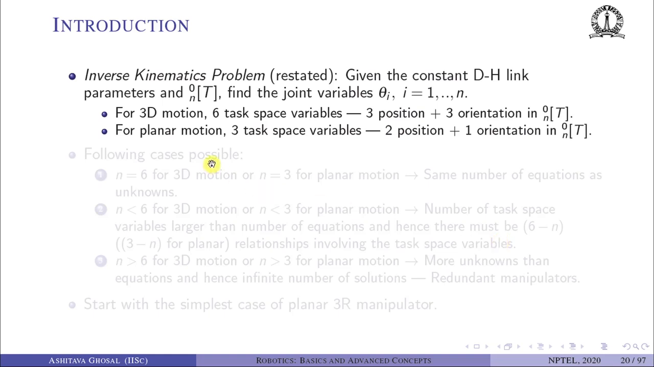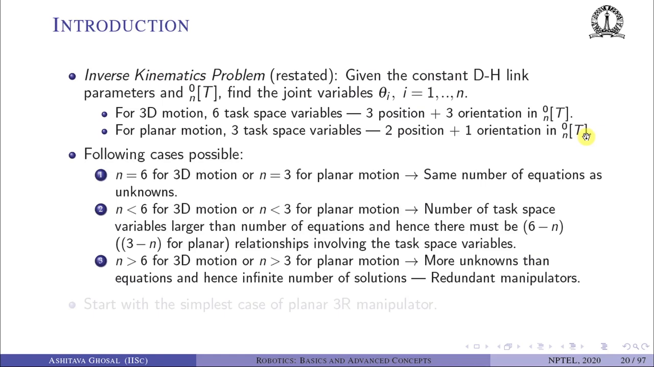To continue, for 3D motion, we have six task space variables, so three position and three orientation in this transformation matrix 0Tn. And for planar motion, there are three task space variables, two position, let's say x and y, and one orientation in this given transformation matrix. So there are following cases which are possible now.